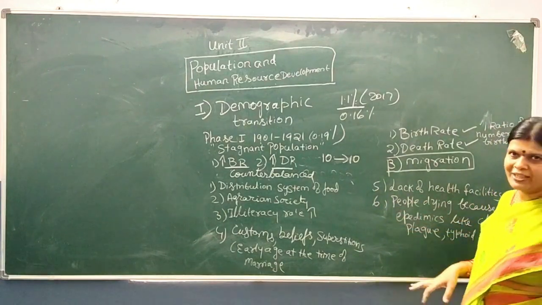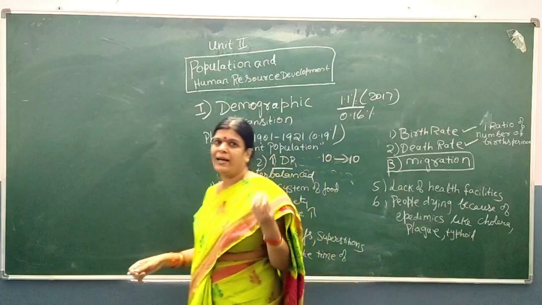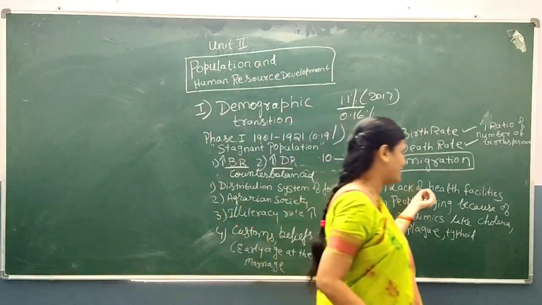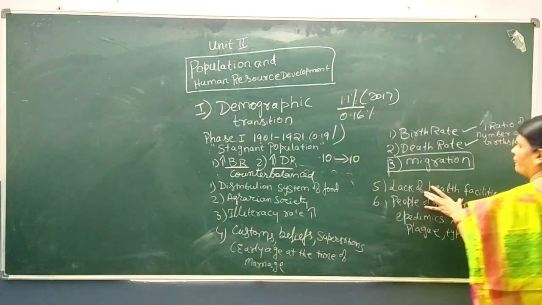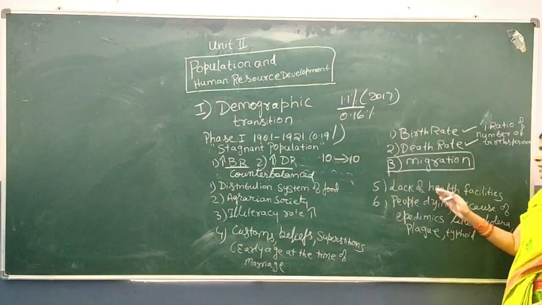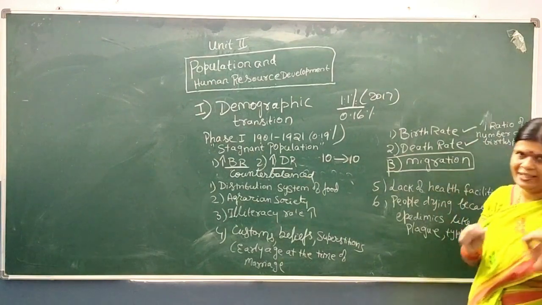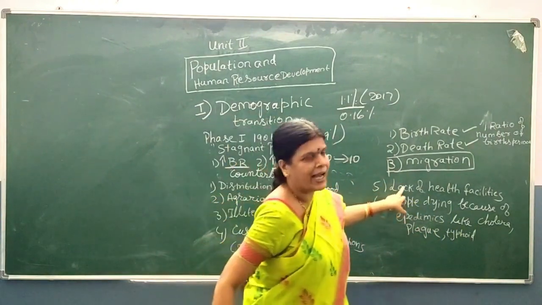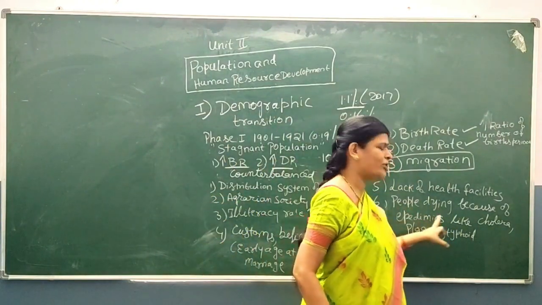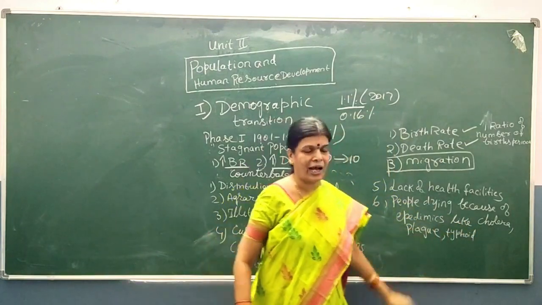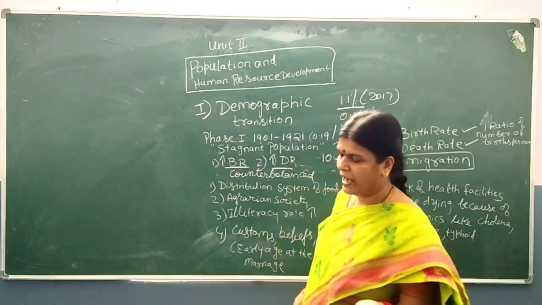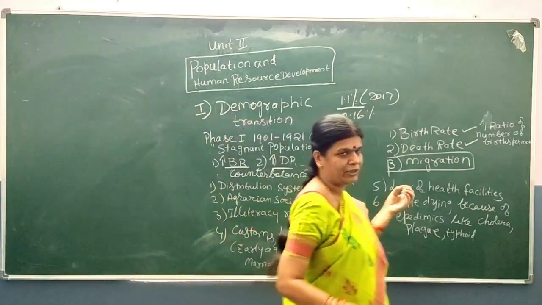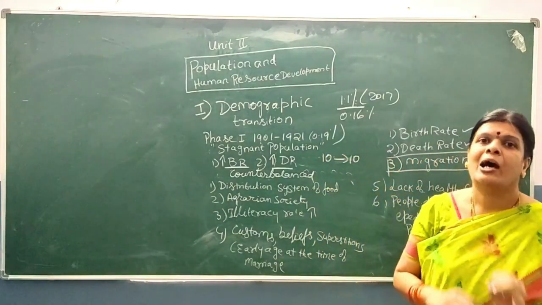Lack of health facilities. There are no proper health facilities. Stagnation, lack of hygiene, everything leads to lack of health facilities. Because of this, what happened? Health facilities are less, and people are dying of epidemics like cholera, plague and typhoid. A high lack of health facilities leads to what? At that time there is no control of epidemics.